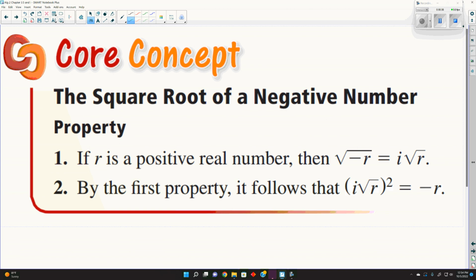By this first property, it follows that if we square it, we're going to get back to negative r. Because the square root of r squared is just going to be r, and when we square i, again, i squared is -1, so we get back to negative r. So this just follows, it makes sense.